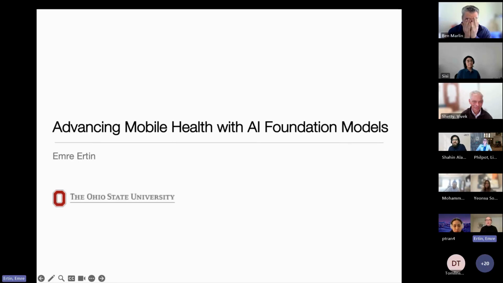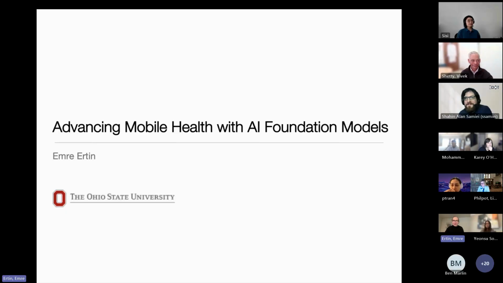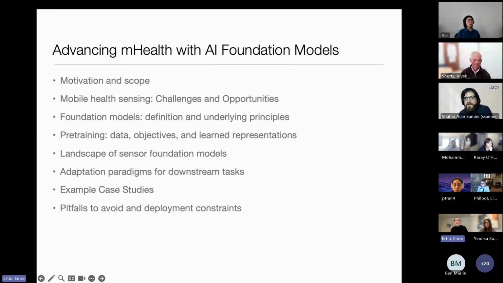Yeah, it's hard to follow Ben's wonderful, comprehensive talk, but I'll try to touch upon some of the sensing issues if I can. Okay, so here is the outline.